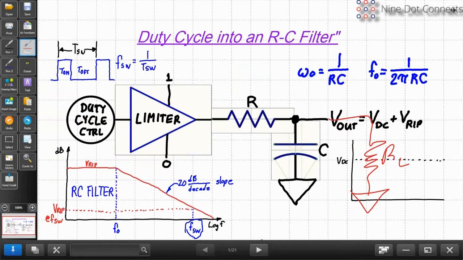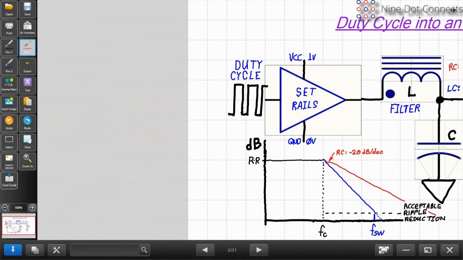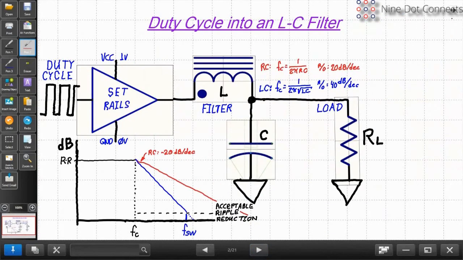So that could be a problem. If we go to an LC filter instead, there's some magic things that happen. First, there's not much resistance in series with the LC, so if we do add the resistor on the end, it doesn't affect the DC value. It stays about the same. So we have a lot less to deal with.